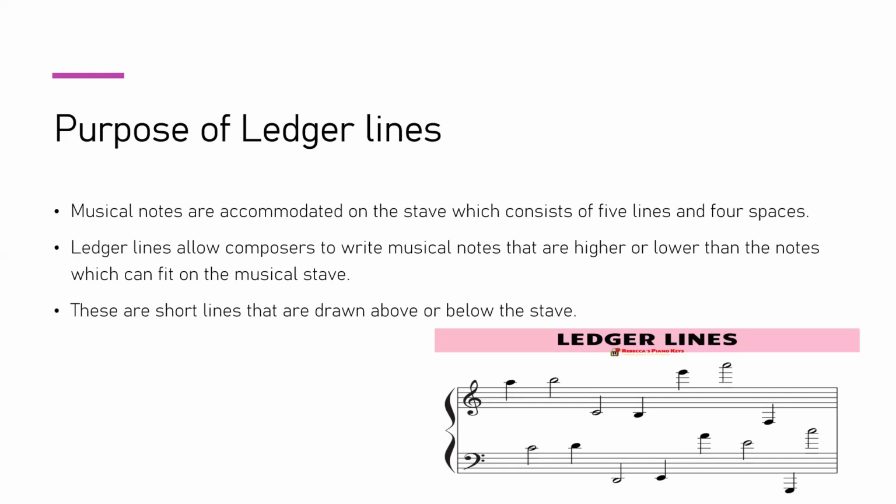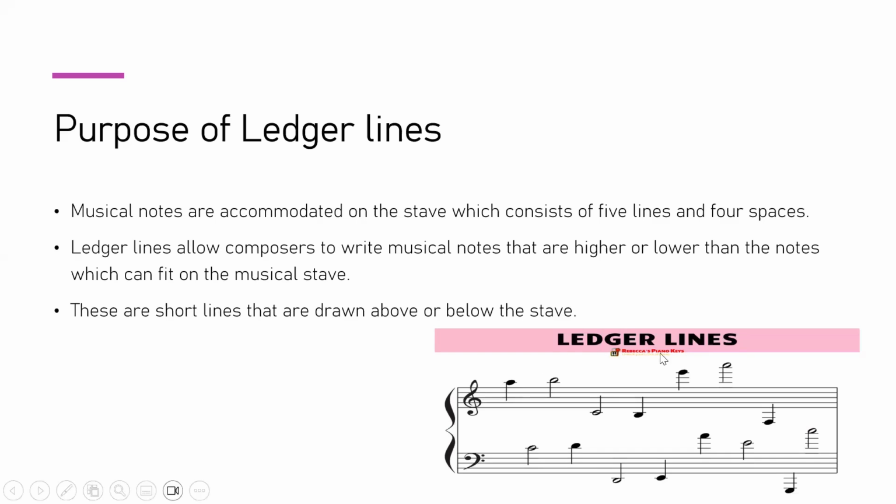Ledger lines allow composers to write musical notes that are higher or lower than the notes which can fit on the musical stave. So with the help of ledger lines, as a musician or as a composer, you can write above the stave or below the stave. These are short lines. They are not the same length as the normal stave lines, but they are just short lines that are drawn above or below the stave.